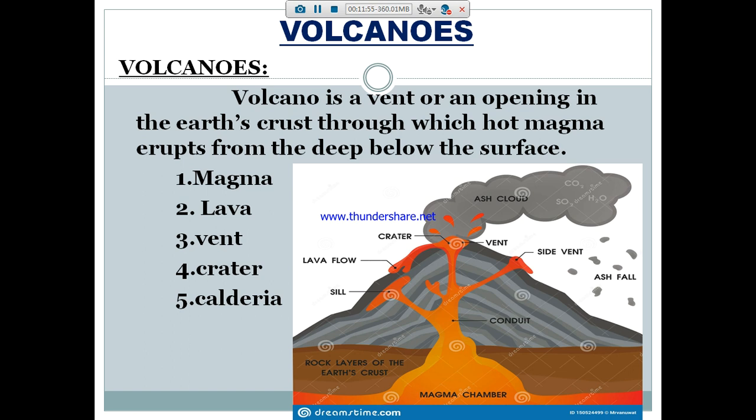A volcano is a vent or an opening in the earth's crust through which hot magma erupts from deep below the surface. See the picture. It is like the same pressure cooker.